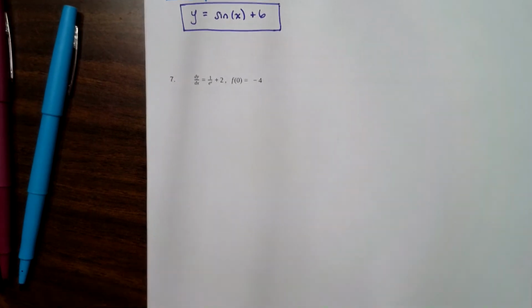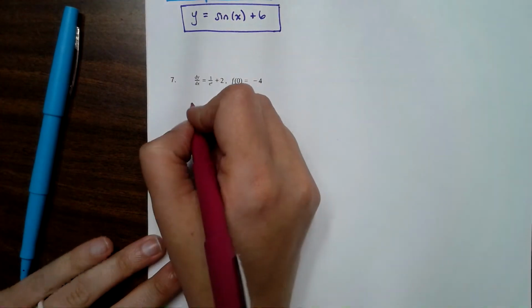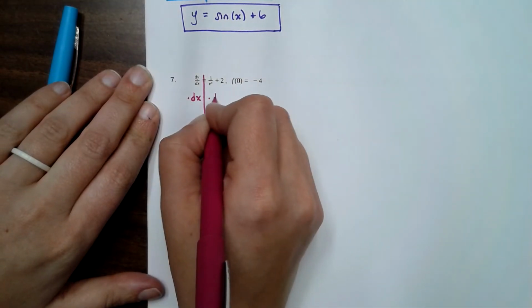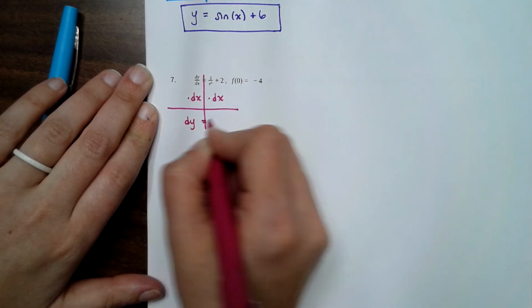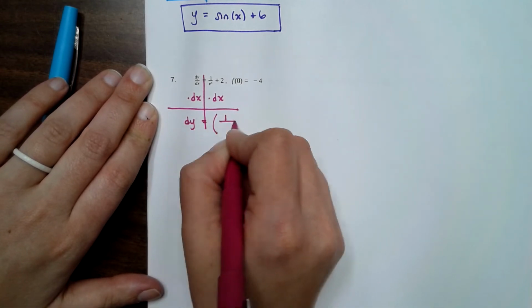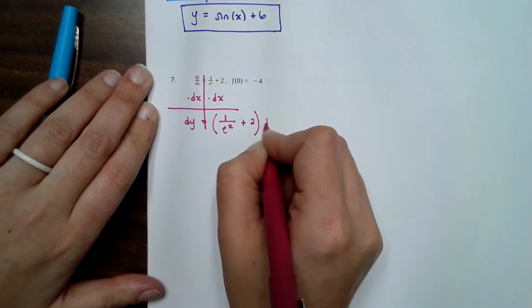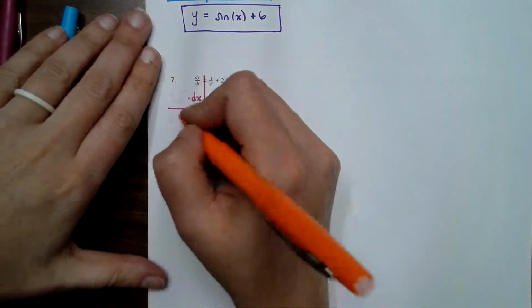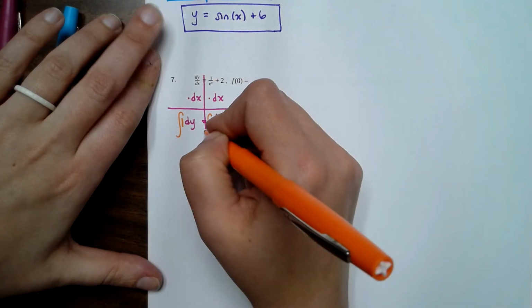So for number 7, once again, I'm going to start by separating my variables, which means I'm going to multiply by dx on both sides. So I get dy equals, and again, I'm using parentheses to show that I've multiplied the entire side of the equation by dx. Now I'm going to do an antiderivative, so I'm going to integrate on both sides. There's an invisible 1 here by the y.